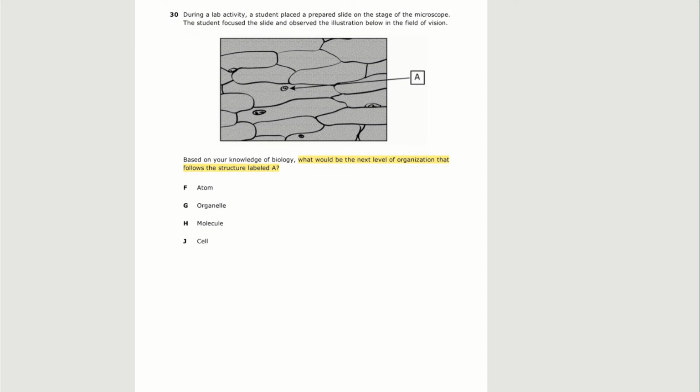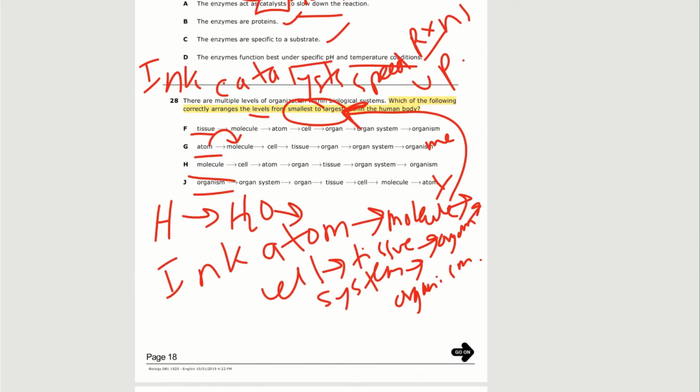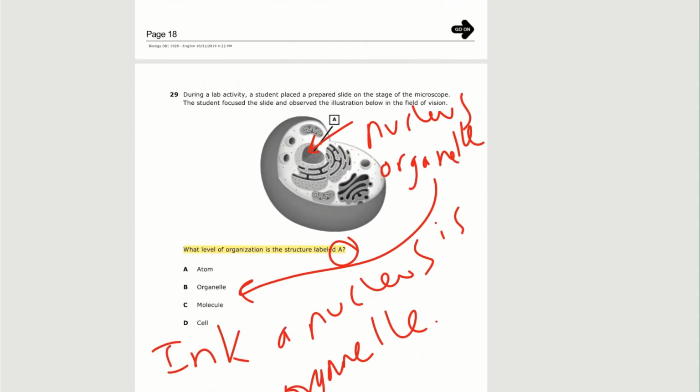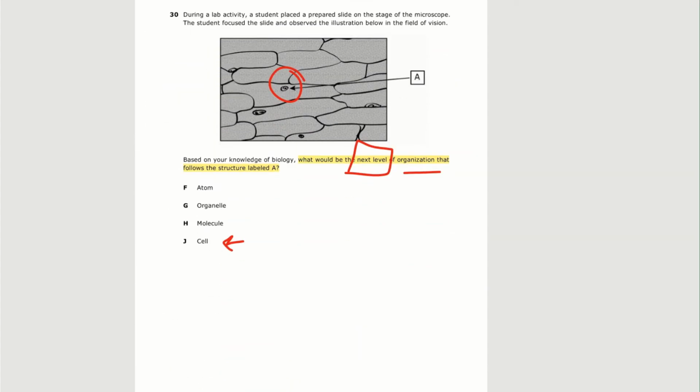What would be the next level? Now it's asking for the next level of organization that follows the structure labeled A. So what is that? Is that a cell or a nucleus, right? Well, let's find out. If it's a cell, what comes after cell again? Can I go back to the top again? Yes, I can. After cell is a tissue and then an organ. So is the next level tissue? Is tissue here? No, so it's probably not a cell.